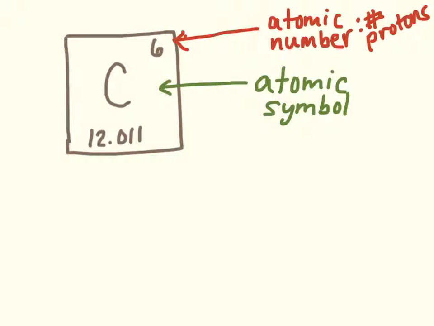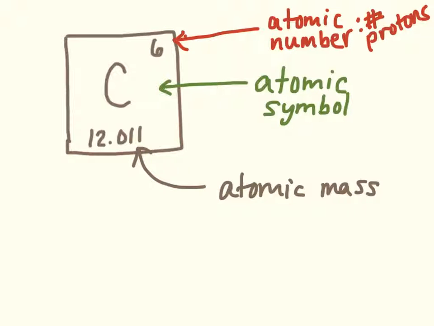And then generally somewhere near the bottom you have that number, that's a decimal number, that's the atomic mass. The atomic mass is a weighted average of all the naturally occurring isotopes. That's covered in another video if you'd like to learn more about atomic mass. But atomic mass is always a decimal number, and it takes into account all of the isotopes.